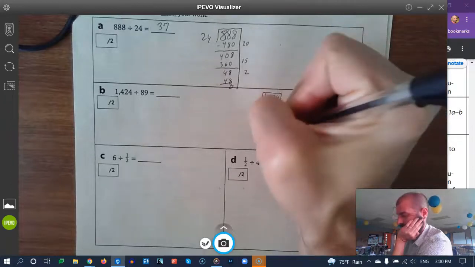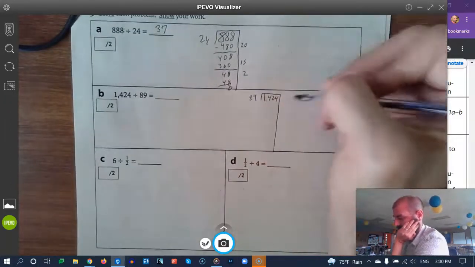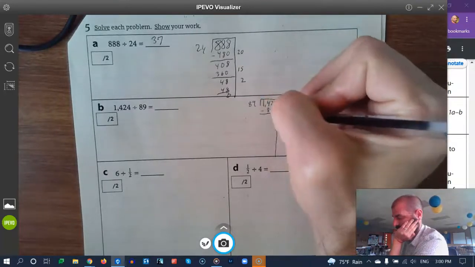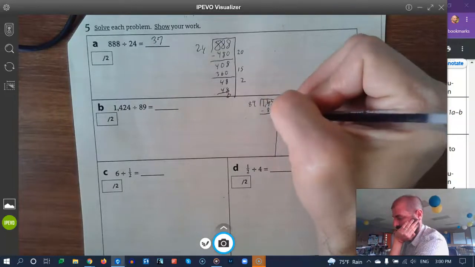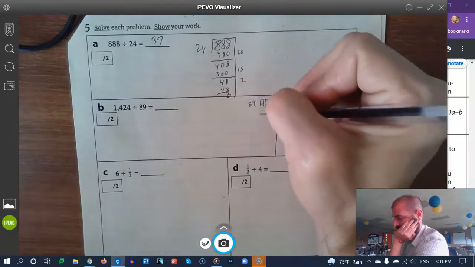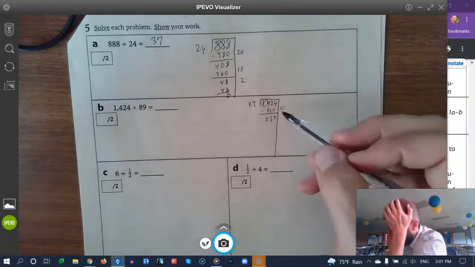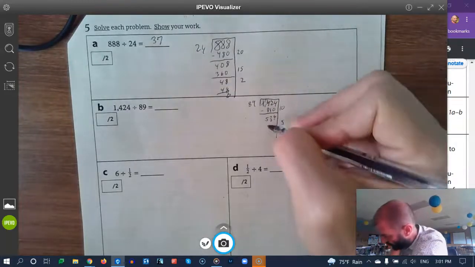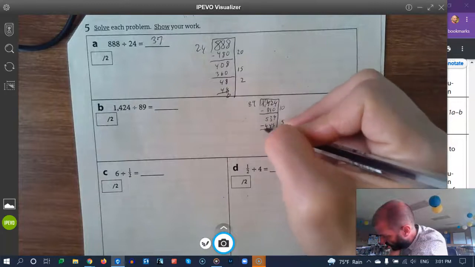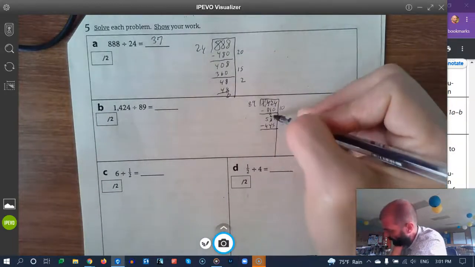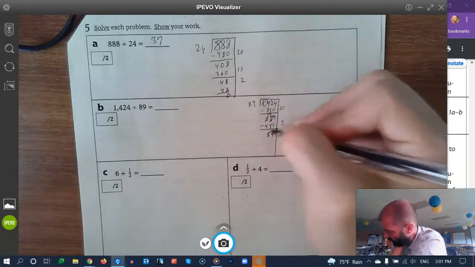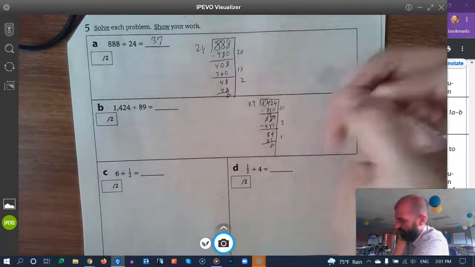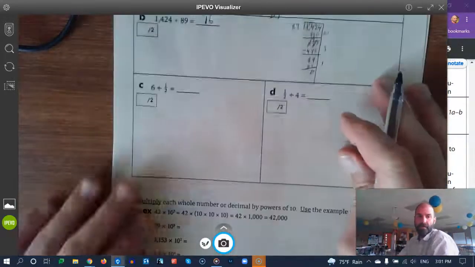1,424 divided by 89. 10 is 890, so I'm just going to start there, I think. 890. 534. So what half of that would be 445? So let's do 5. 445. Hey, that's one more. It's 89. So that's 10, that's 16. 6 divided by 1/2.